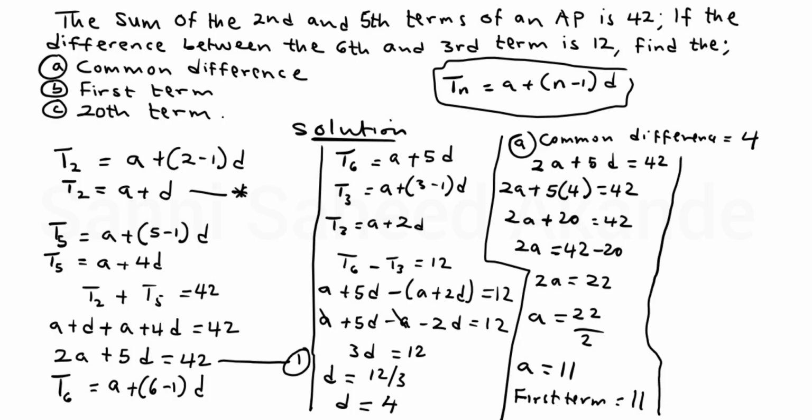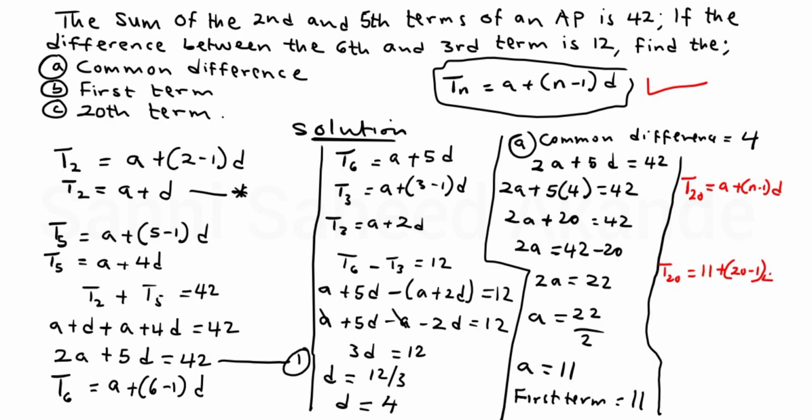Then I will use this formula. The 20th term means we'll find T20. So T20 will be equal to A plus (n minus 1) times D. Using that formula and applying it here, let me just move a little bit down. We have T20 equal to, what is the value of A? A is calculated to be 11, then plus (n is 20 minus 1), then times D. What is D? The value of D is 4. You multiply it by 4.